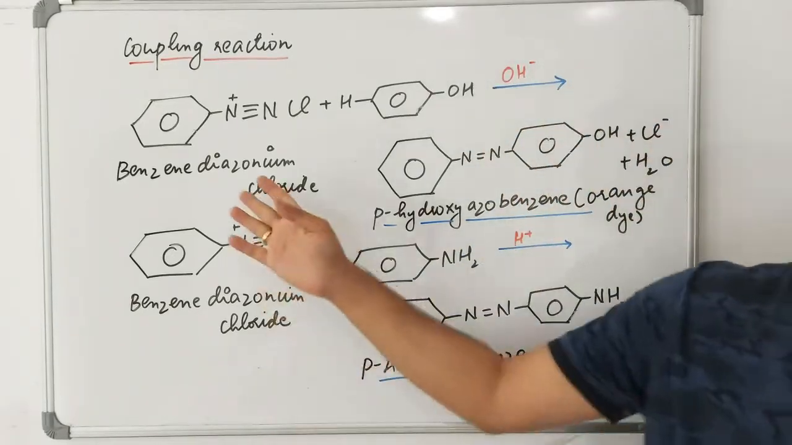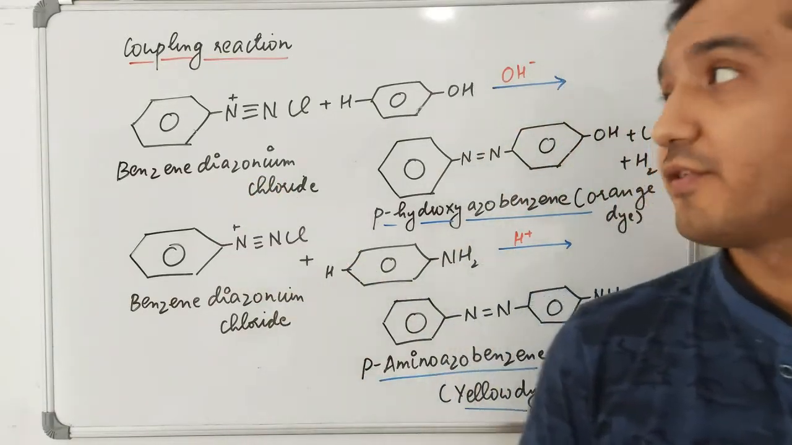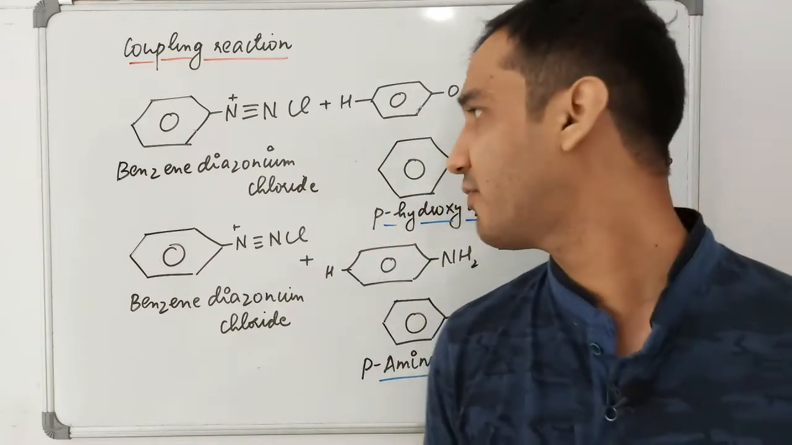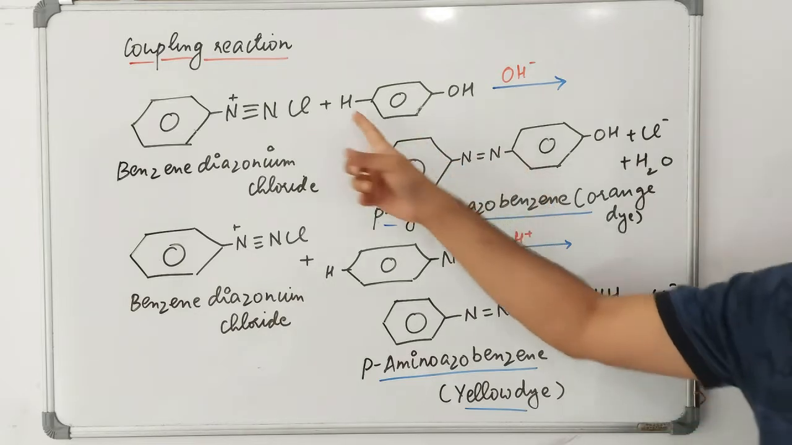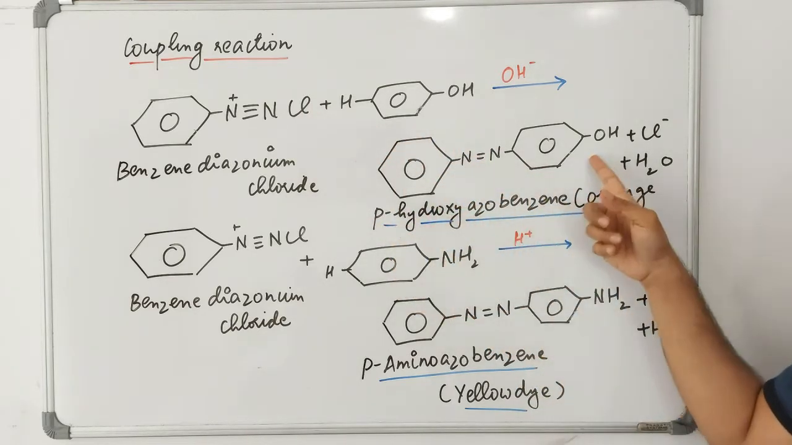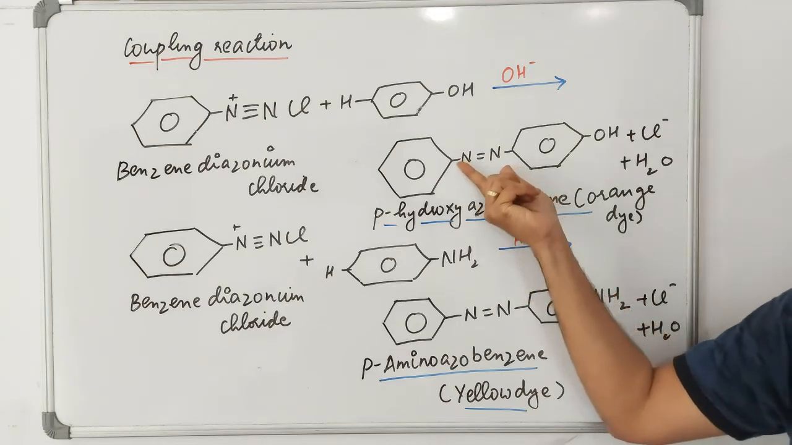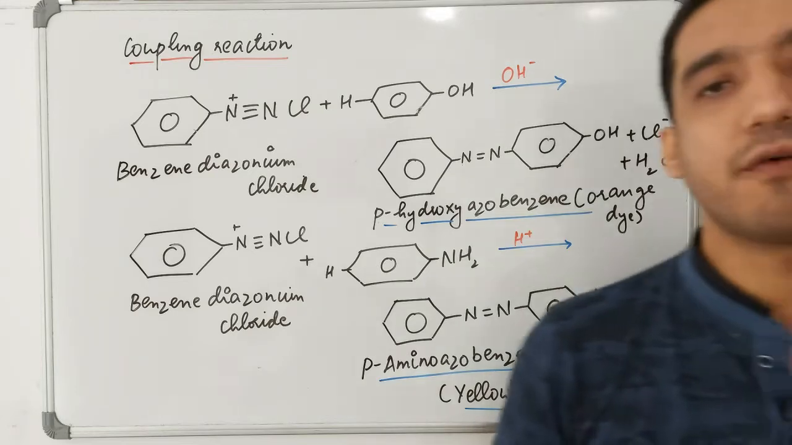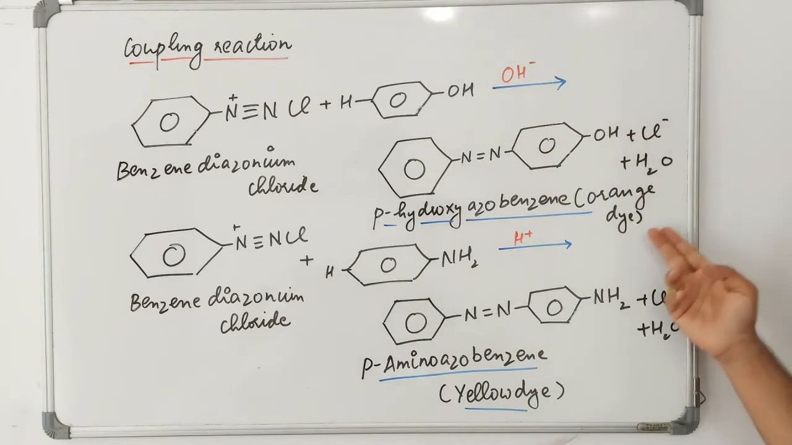In the coupling reaction, you take benzene diazonium chloride and first react it with phenol in the presence of base. It results in the formation of a compound. Here HCl is removed, resulting in the formation of this compound called para-hydroxyazobenzene. This group is called the azo group, plus chloride ion and H2O. So it results in the formation of a dye which is orange in color. So an orange color dye is formed.